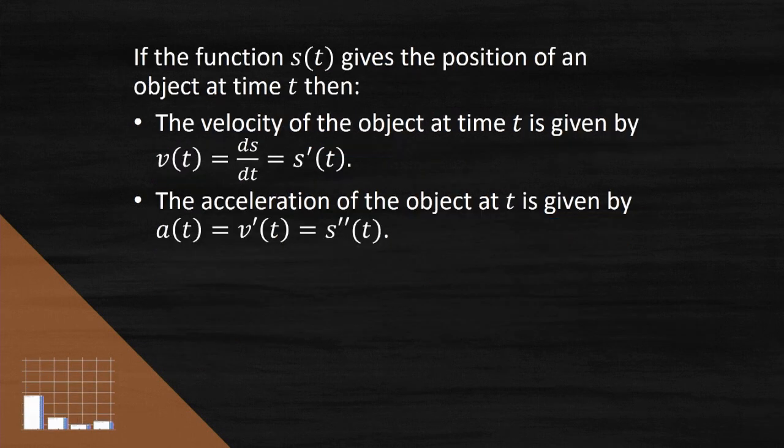So this is what we generally do: if we've got a function s of t, which gives the position of an object at time t, then the velocity of that object, v of t, is equal to s prime t, depending on what variables you've been given, s prime t or ds over dt. The acceleration of the object is given by the second derivative, so it's s double prime t.